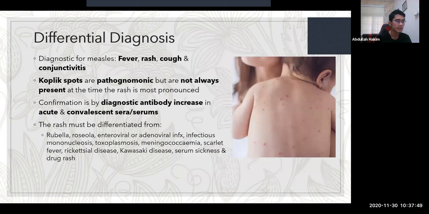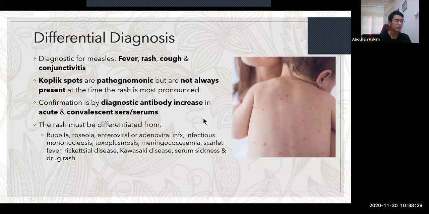So the differential diagnosis. Usually we diagnose measles clinically, where we look for the fever, rash, and 3C: cough, coryza, and conjunctivitis. For the rash, we need to look for the distribution and the development of the rash. And the Koplik spots are pathognomonic, which is characteristic for measles, but they are not always present at the time the rash is most pronounced. So the diagnosis can be confirmed by an increase in antibody titer.